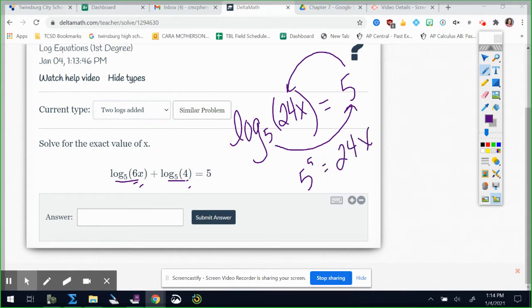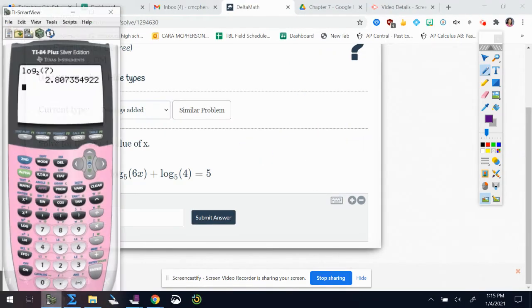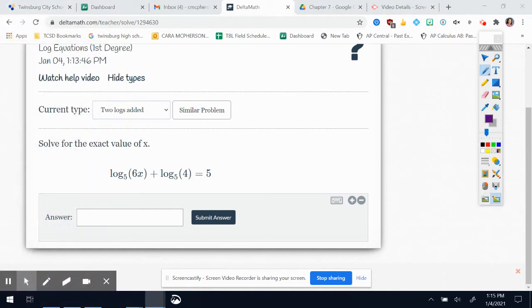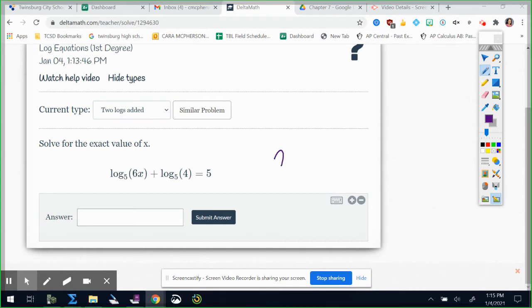You do not have to know what 5 to the 5th power is. You can grab a calculator. 5 to the 5th power is 3,125. So we get 3,125 equals 24x. And then we're going to divide both sides by 24.